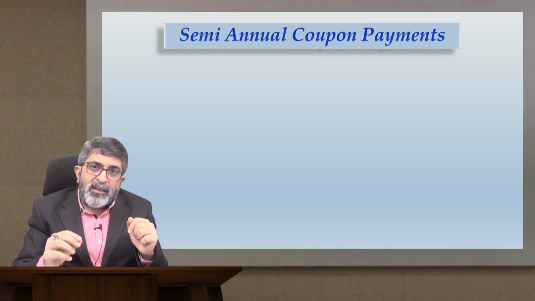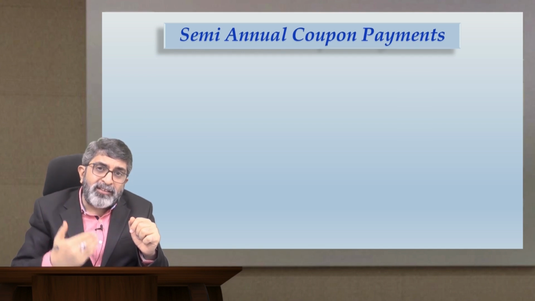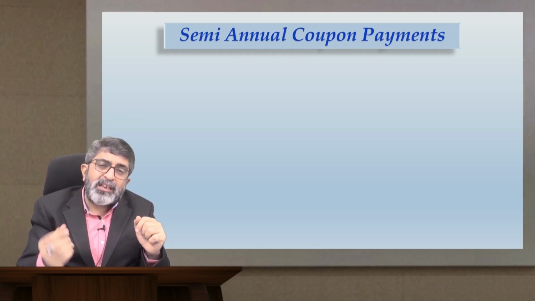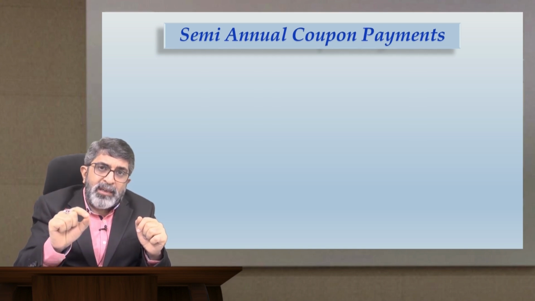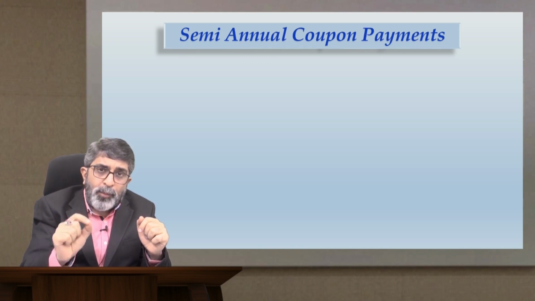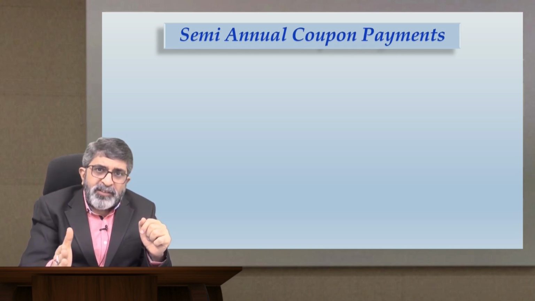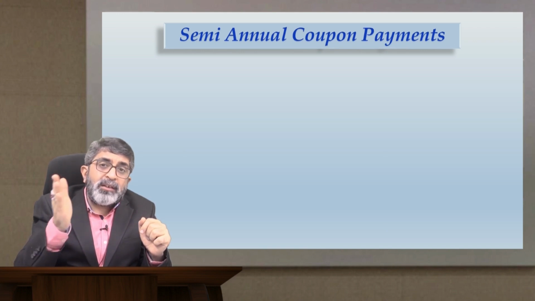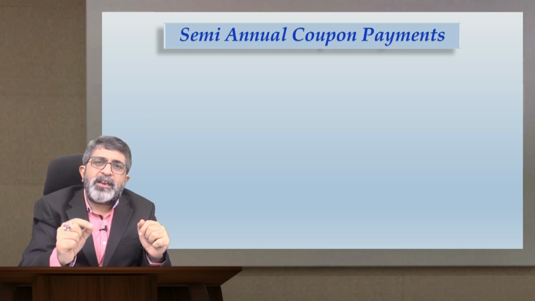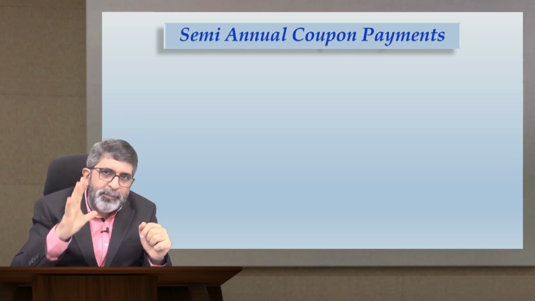It will pay 3% for each half year, meaning twice in the year you will be receiving the payment, and each payment will be half of the annual coupon rate. So 6% is the annual coupon rate, but the bond is offering semi-annual payments. So every half year the bond will make a coupon payment of 3%.